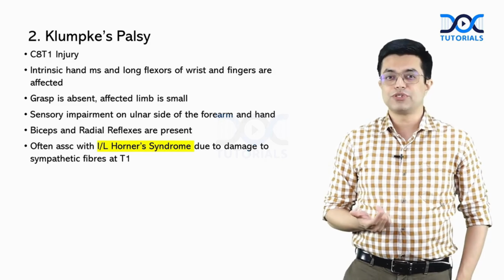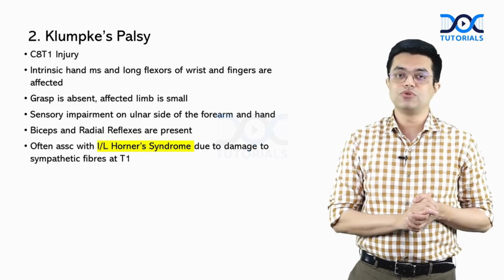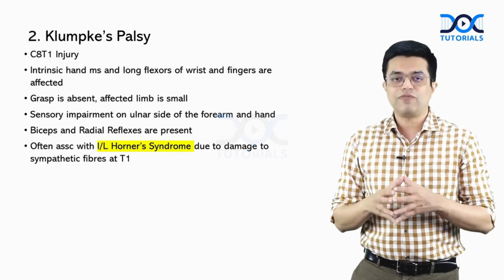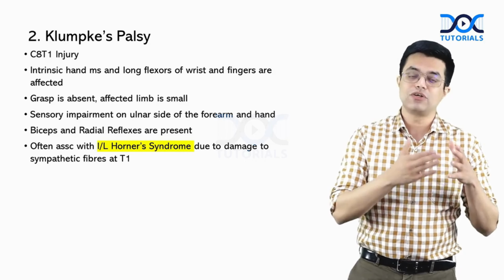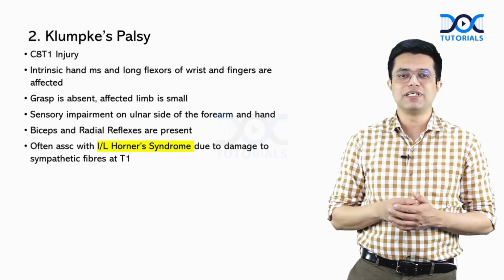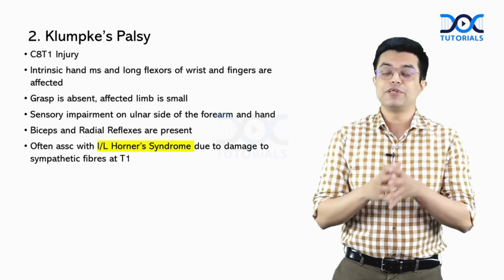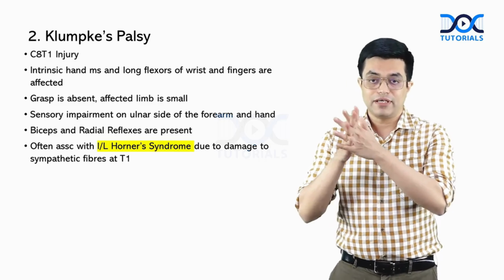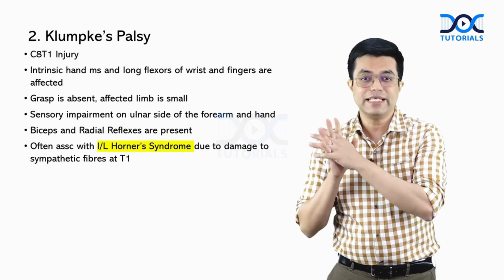The important association, on which a question can be asked even in your vivas, is that it is often associated with Horner syndrome on the affected side: ptosis, miosis, anhidrosis, ophthalmoplegia on the affected side, due to damage to sympathetic fibers at the T1 nerve root.